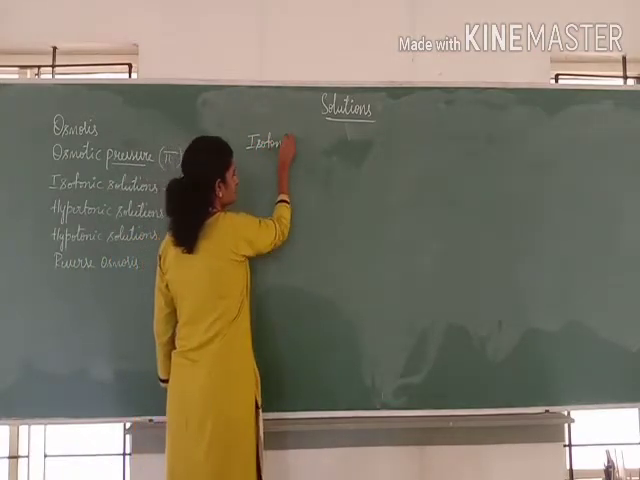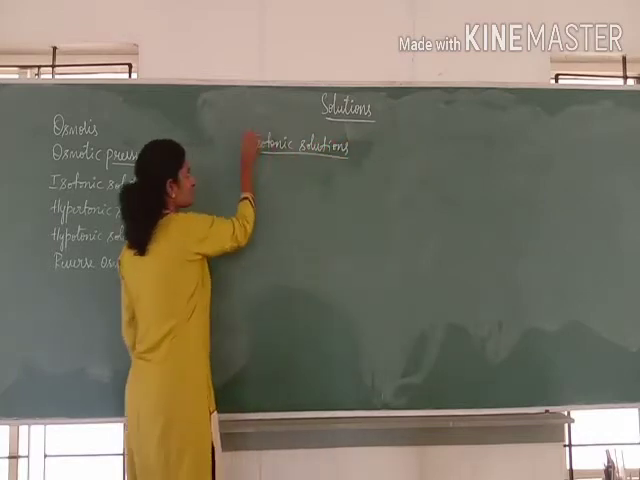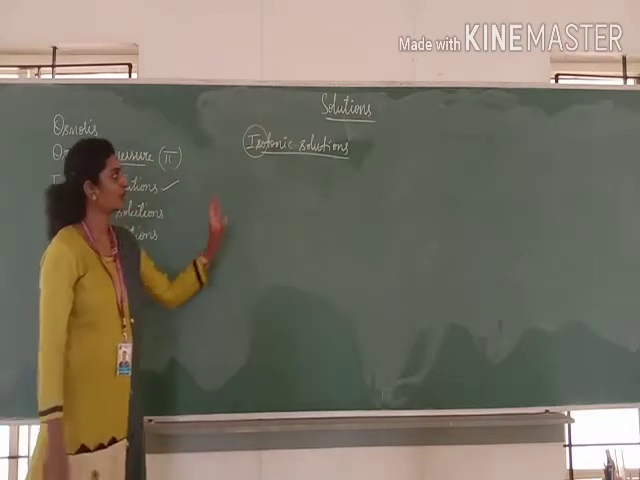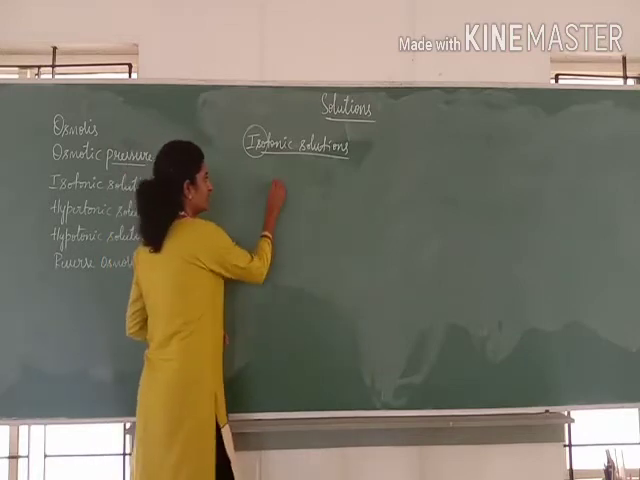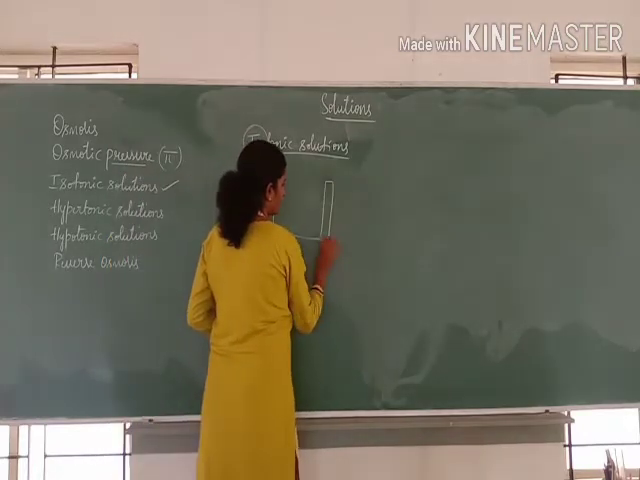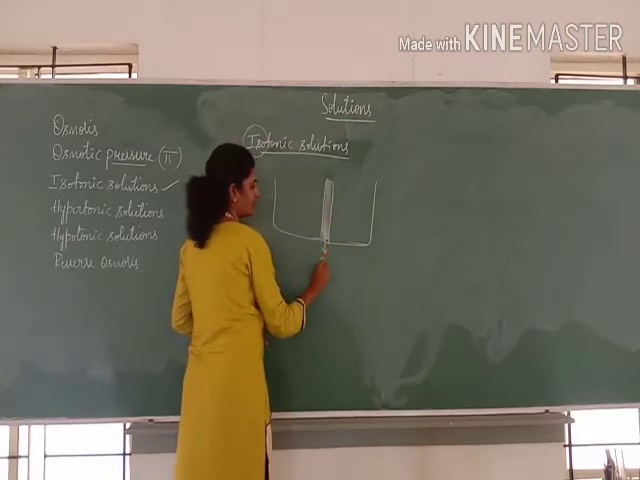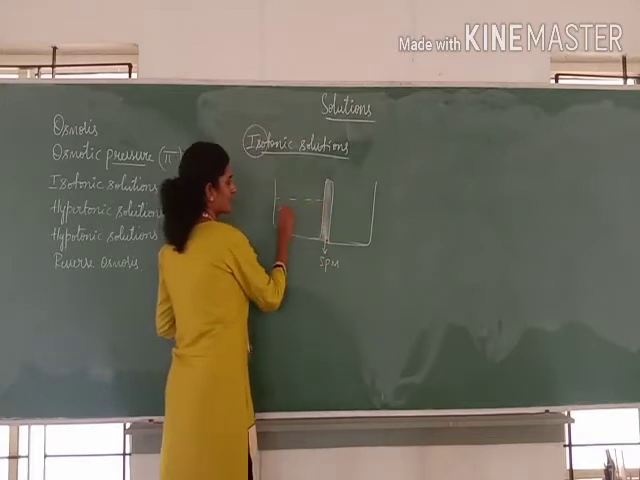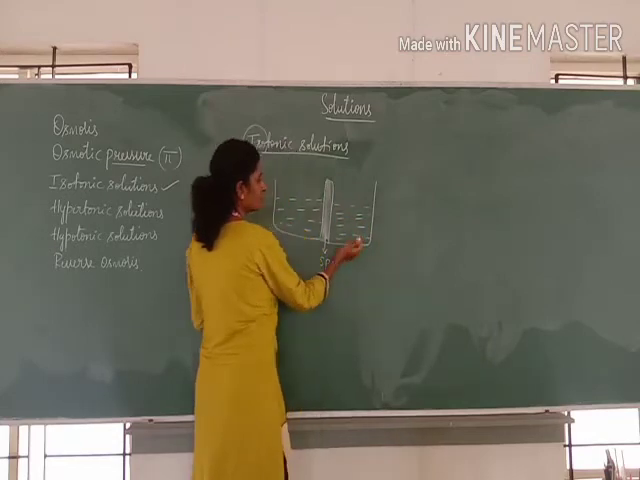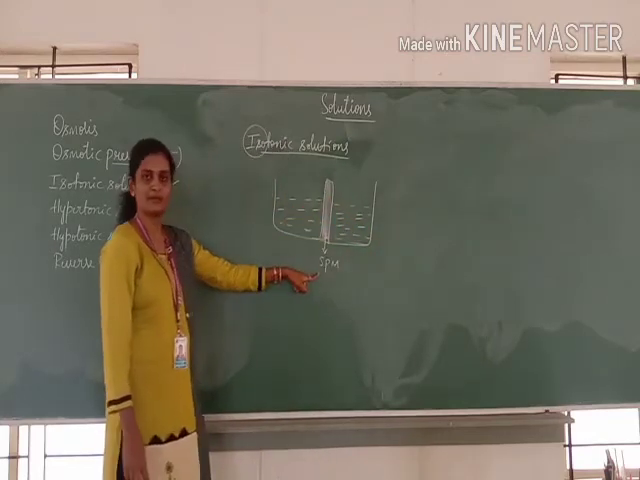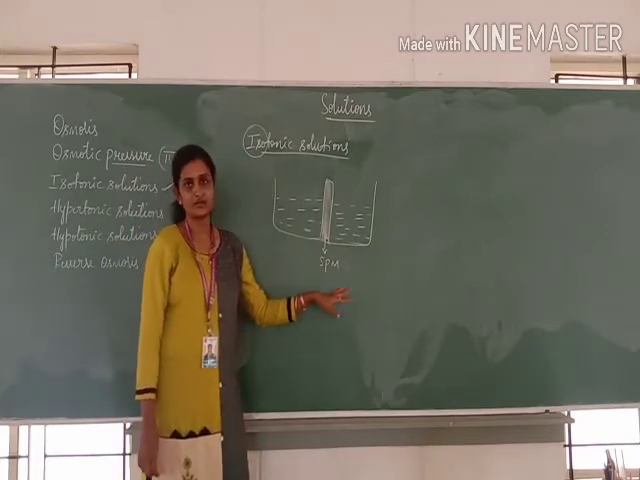Iso means same. You have already learned this in many topics. So iso is nothing but same. What do we mean by isotonic solutions? If we have two solutions in separate containers, separated through a semi-permeable membrane, so here we have two different containers, and at the center both containers are separated through a semi-permeable membrane, which will allow only the solvent particles to move from one container to another.